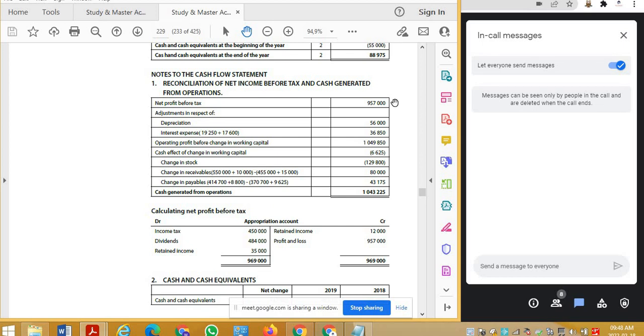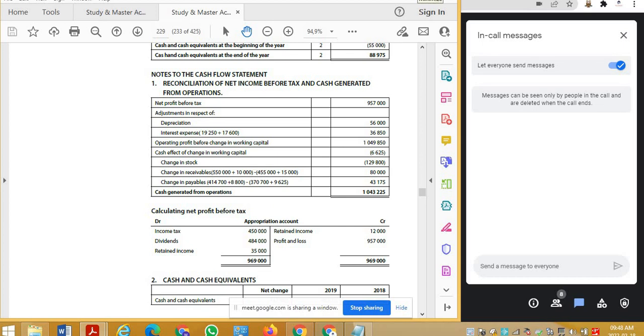And they like to do this a lot, unfortunately, where they don't give you the net profit before tax. They like to be evil like that. So if they don't give it to you, you've got to look at your appropriation account. Yes, does somebody want to say something? Go for it. So if they don't give you net profit, then this is what you do.